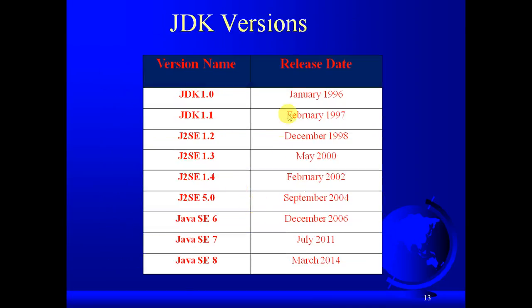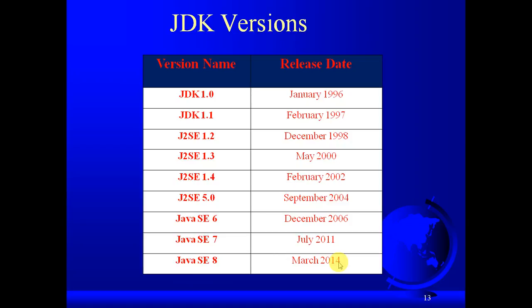These are the Java versions. First, JDK 1.0 was released in January 1996. JDK 1.1 in February 1997. J2SE software editions, this is only the JDK part, was released in December 1998, and J2SE 1.3 in May 2000. J2SE 1.4 in February 2002. In J2SE 5.0, some new features were introduced, that is generics. J2SE 5.0 was released in September 2004, JDK 6 in December 2006, JDK 7 in 2011, JDK 8 in March 2014.